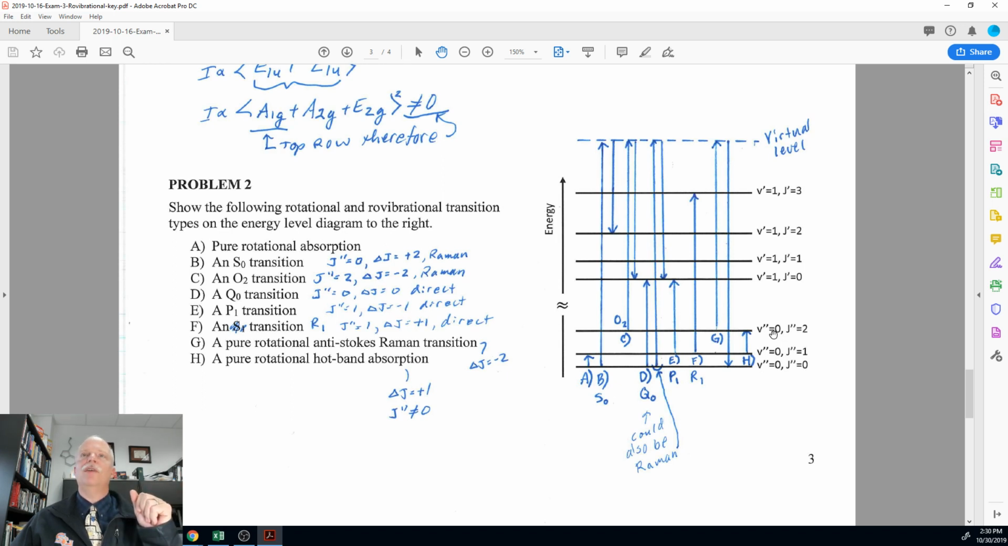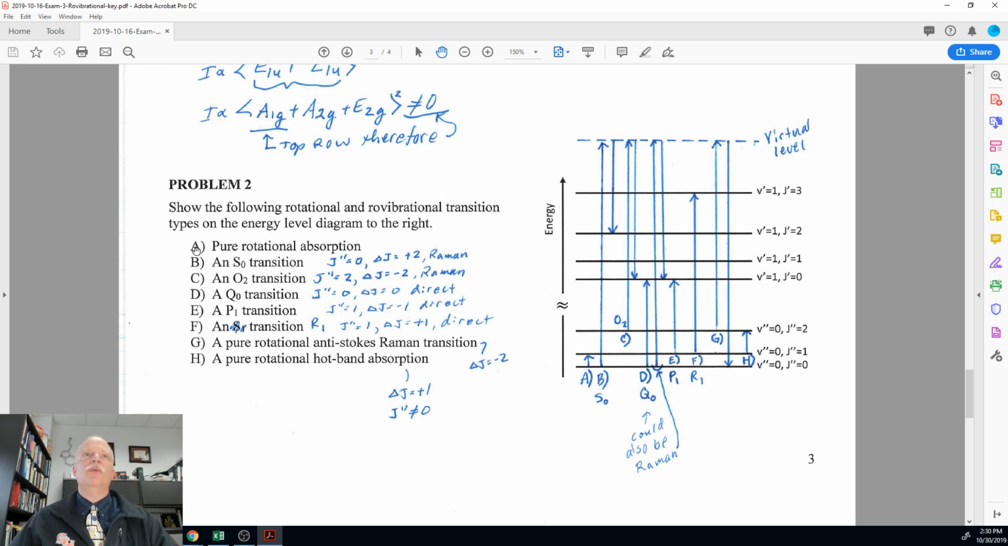So we have the v double primes down here as the lower levels, and the v primes up here as the excited levels. We could do the same thing with the J values. So the lower vibrational energy state has these different rotational lines, 0, 1, and 2. And the upper vibrational level has these rotational lines, 0, 1, 2, and 3. And I ask you in this problem to show the following rotational and vibrational transitions and types on this energy level diagram to the right.